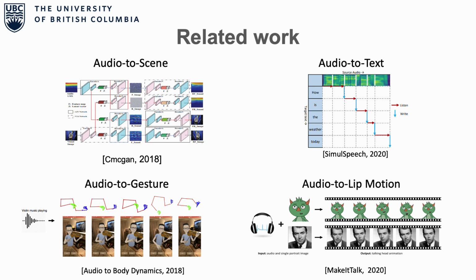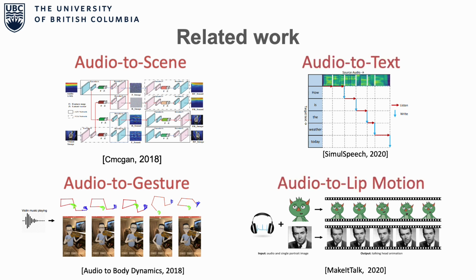Among these methods, audio-to-scene methods focus on high-level translation between sound signals and scenes. It's unable for people to learn sounds from the generated images. Audio-to-gesture methods usually focus on music. The goal is to explore the relationship between the gesture of playing instruments and the music sounds.